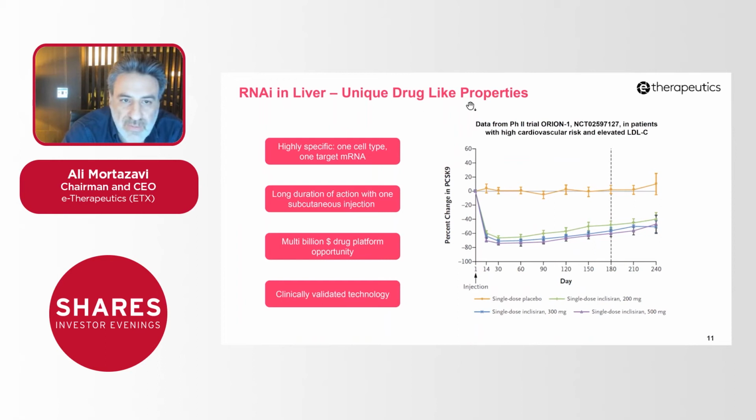RNAi in the liver has some very unique drug-like properties. The first thing I would say is it has this kind of specificity upon specificity. The delivery system will only take the genetic sequence to the liver or hepatocytes. All other cell types are left uncontaminated. So the big advantage there is you target the gene you're after only in the cell you're after, and the same gene is allowed to operate in other cells untouched. What you don't want to do is switch genes off in every single cell type. You want to be selective to the liver.